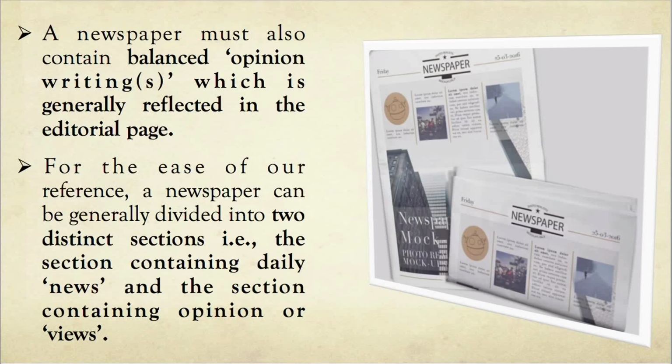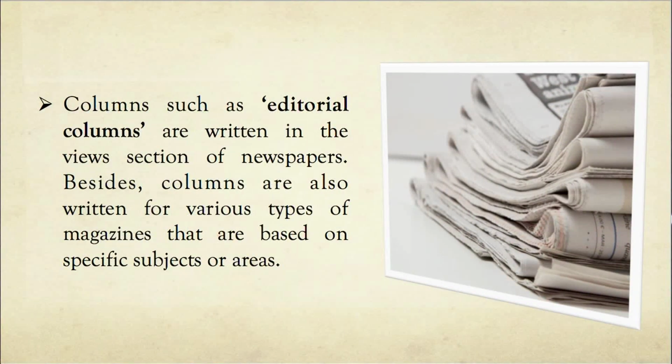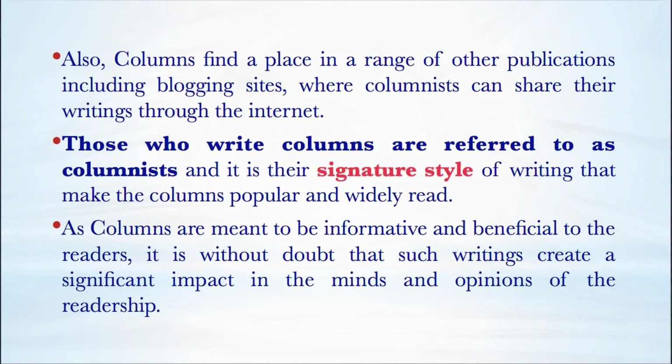For the ease of our reference, a newspaper can be generally divided into two distinct sections. That is, the section containing daily news and the section containing opinion or views. Columns such as editorial columns are written in the views section of newspapers. Besides, columns are also written for various types of magazines that are based on specific subjects or areas. Also, columns find a place in a range of other publications, including blogging sites where columnists can share their writings through the internet. Those who write columns are referred to as columnists, and it is their signature style of writing that makes the columns popular and widely read.